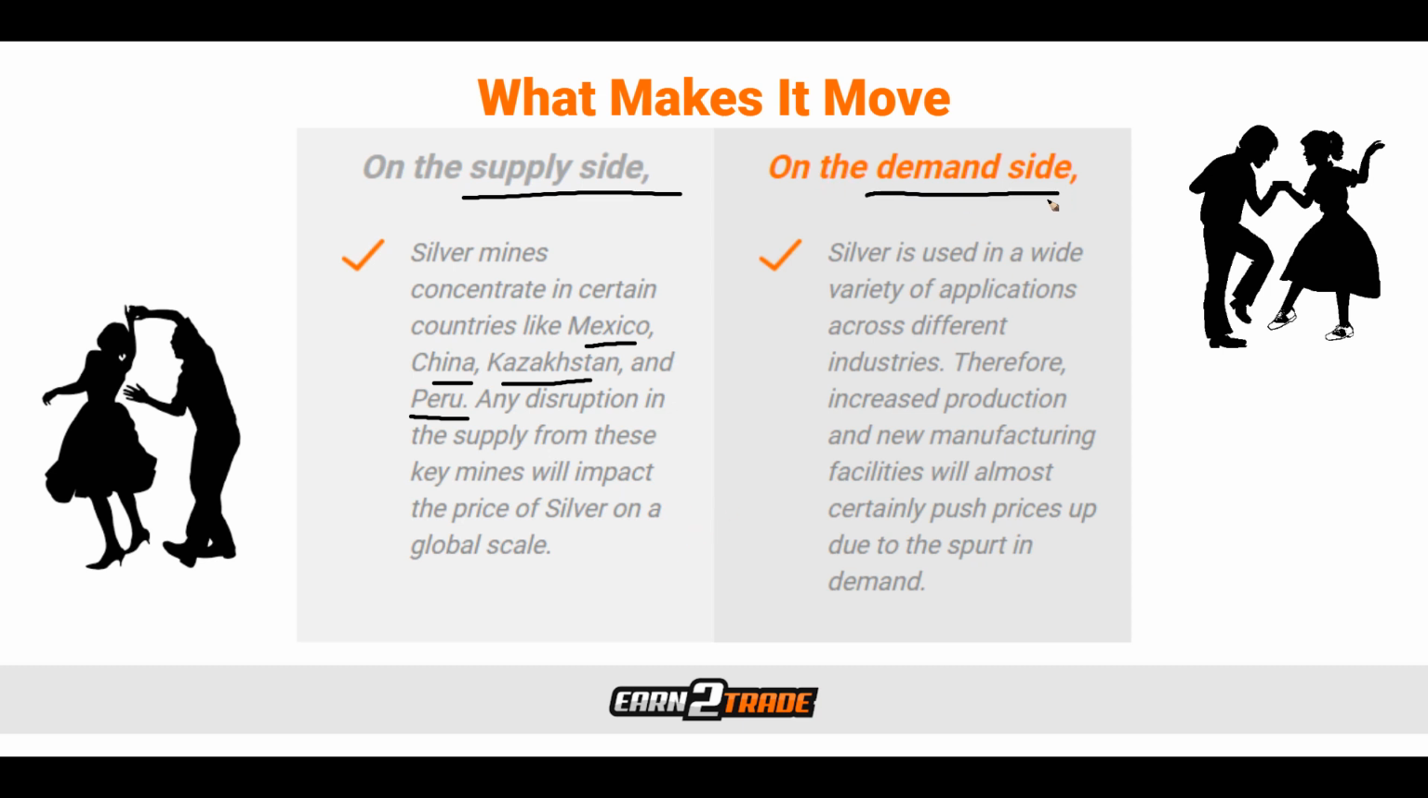And then on the demand side, silver is used in a wide variety of applications across different industries. So therefore, increased production and new manufacturing facilities will almost always push prices up due to a spurt in demand. So if we pay attention to these type of factors, we can be more informed on where the price of silver might be going.